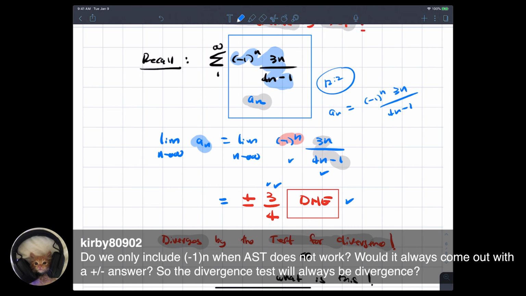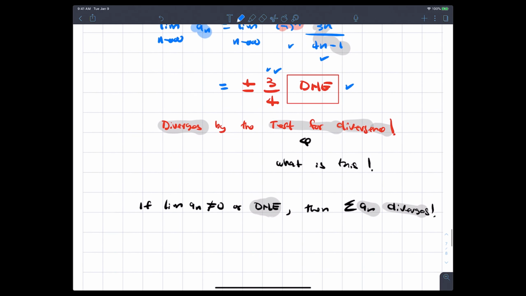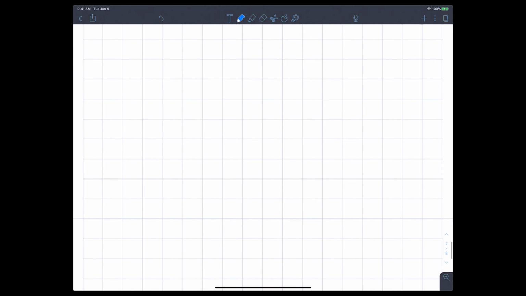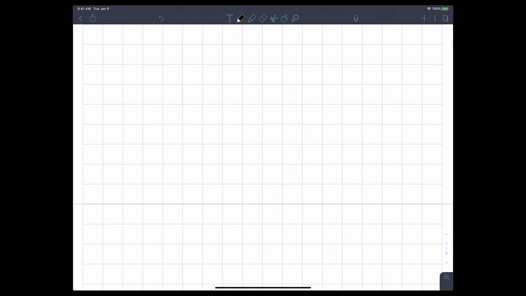So would it always come out with a plus or minus answer? The divergence test, Kirby, is a test for divergence. It doesn't give you anything else. It doesn't give you convergence. It's just a test for divergence. So we can see by this test, it's a divergent series. And there you go. This is why I wanted to get to things like this, because this is probably one of the more interesting things that shows up for the alternating series test.